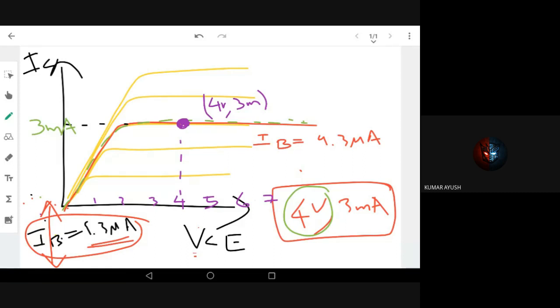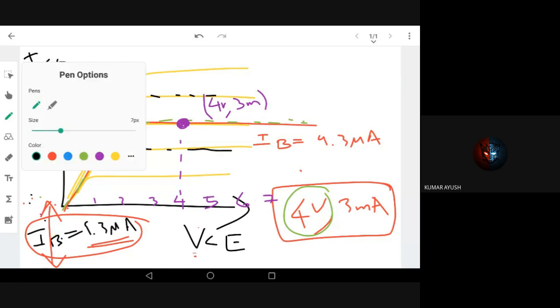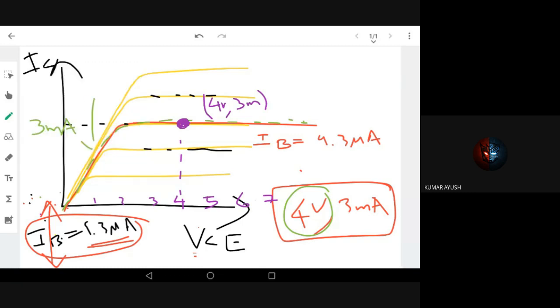Now, because of the change in IB, IC is also going to change, and in a bigger way, right? IC is beta times IB, the amplified IB. So IC is also going to change. Maybe it is going to change from this value to this value. The change in IC is significant. From this to this, IC is changing. At the same time, VCE is also changing. VCE will be changing from this point to this point, and all those changes will give a net change.